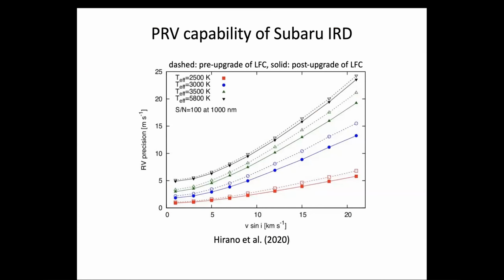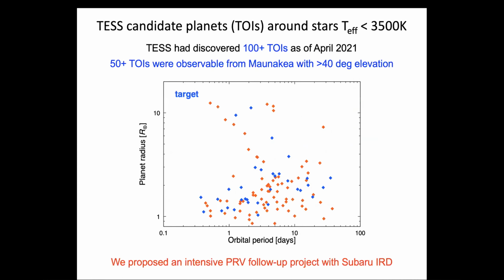And this is the expected velocity precision for different types of stars, for different stellar temperatures, and also different stellar rotational velocities. And as you can see, for the M dwarfs, say less than 3,500 Kelvin, IRD can measure the radial velocities with less than a few meters per second precision. So we are using this instrument for mid-to-late M dwarfs.